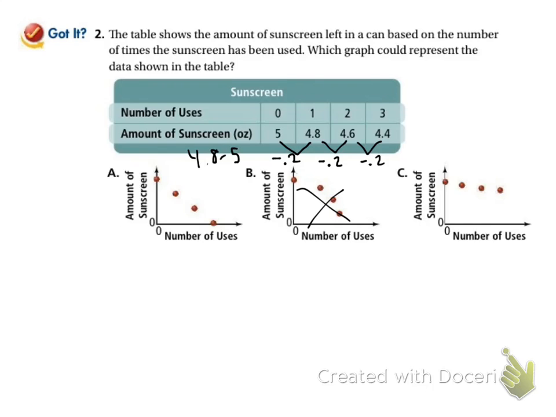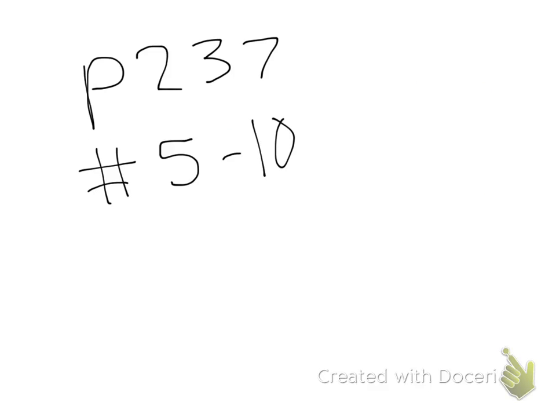If I compare A and C, it looks like they have the same distance between each of their dots, right? So it looks like it's going down constantly. But the big difference is that A gets down to 0. The amount of sunscreen comes out to 0. Did my amount of sunscreen end at 0? No, it ended at 4.4. So it's not that one, it's C. And there's your homework.